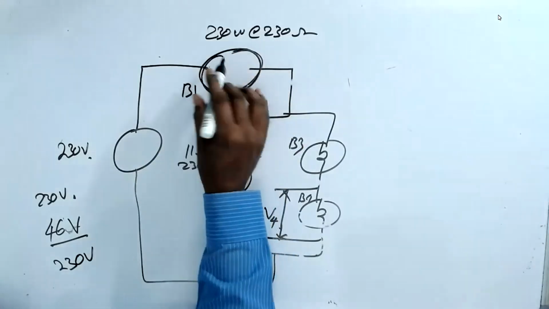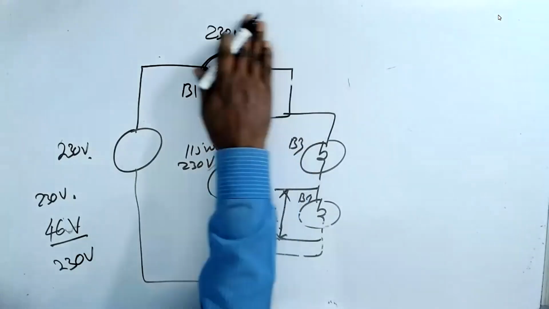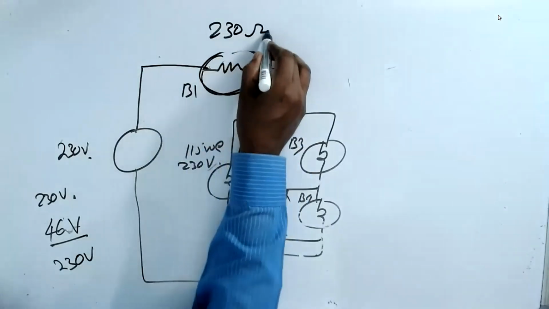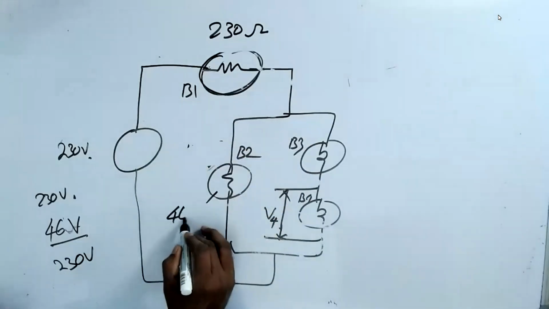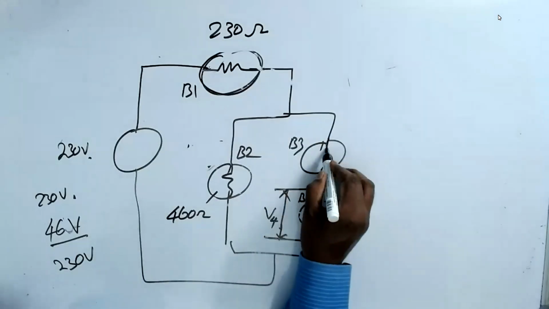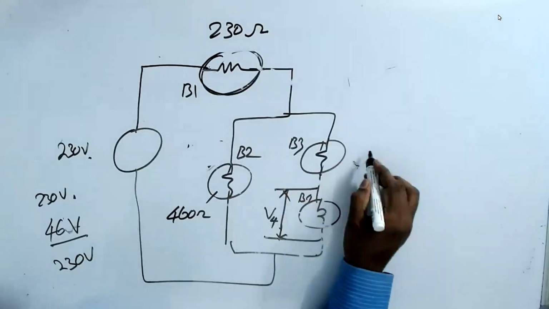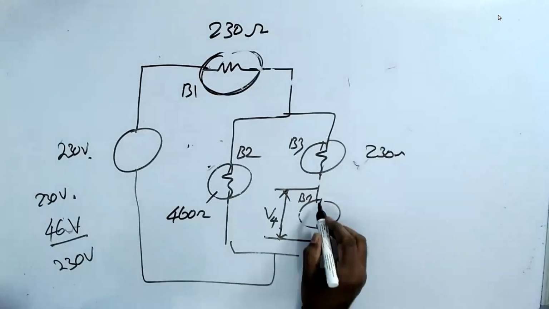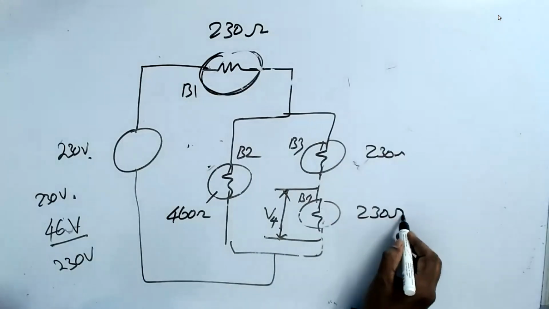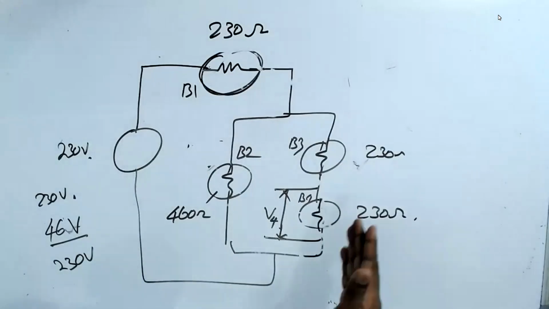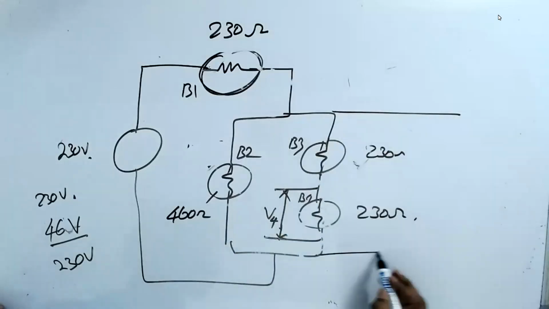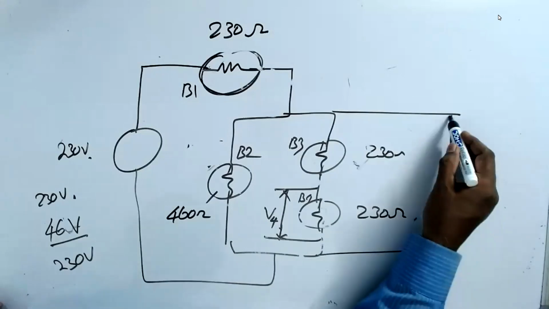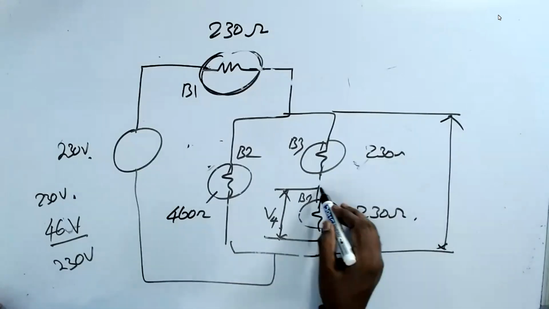This is a resistor of 230 ohm. This is a resistor of 460 ohm. This is a resistor of 230 ohm. This is a resistor of 230 ohm. Because they are 230 watts and 230 volts. Now, if you know the voltage across this, then you can know this voltage.